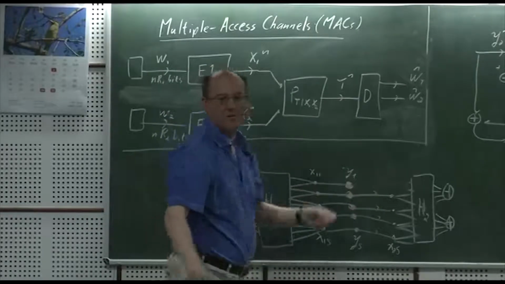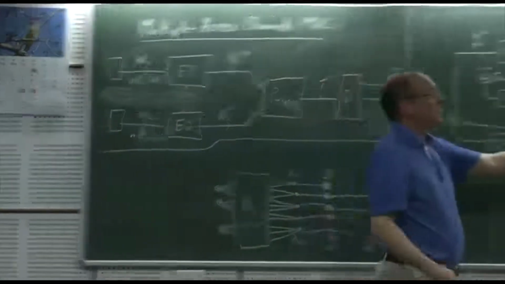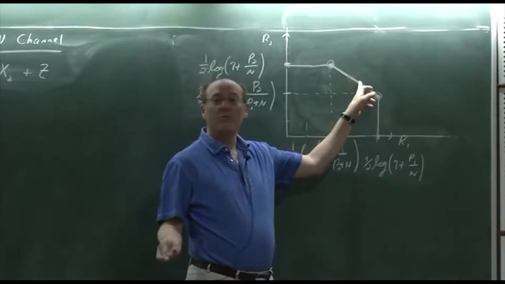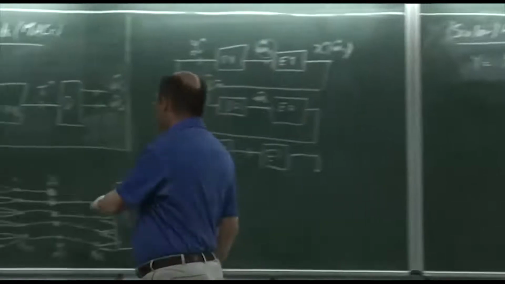You go back and forth. Okay? That's how you could achieve any point close to this boundary, also in the middle, without time sharing. That's one way to do it. Okay, and it's interesting to do. So there were some first studies on this.